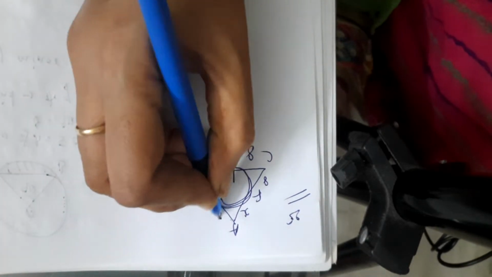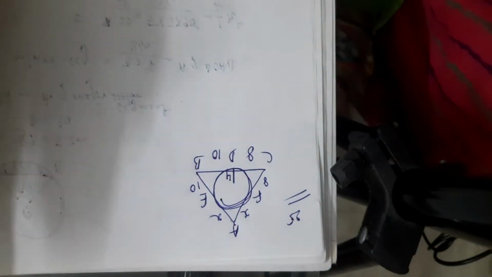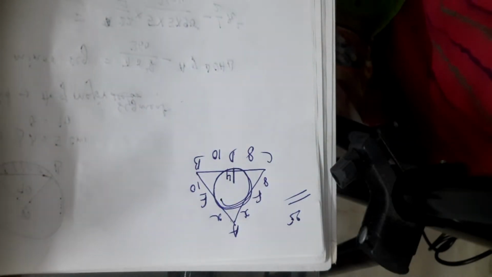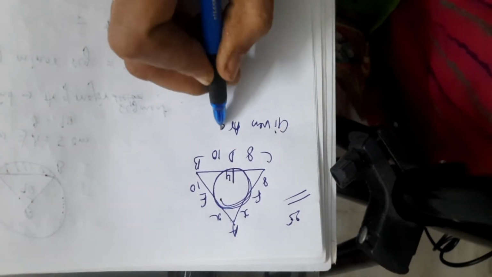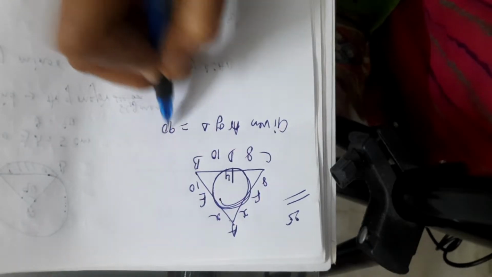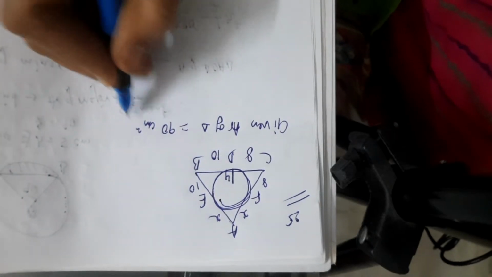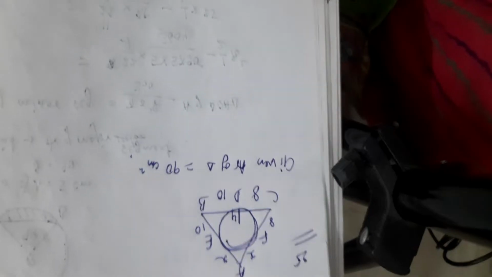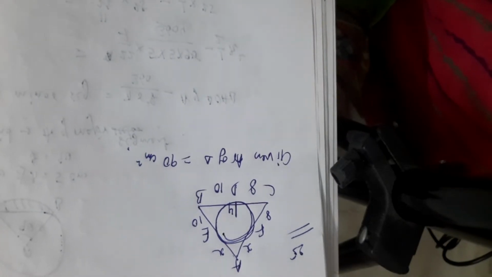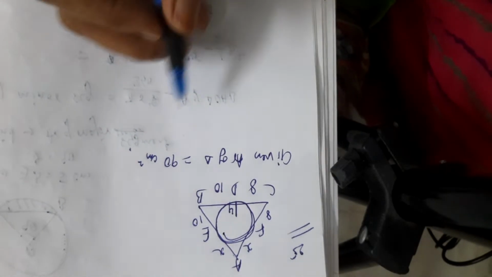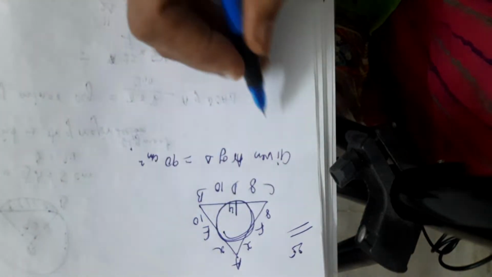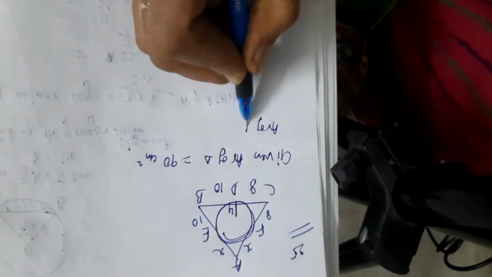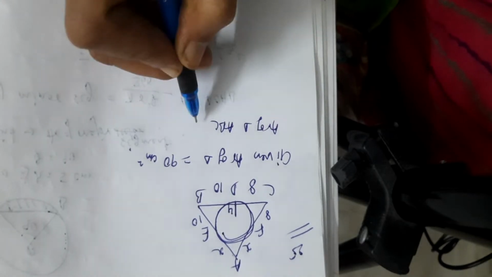Let us consider this to be x. We need to find the side AB. Here it is given the area of the triangle is 90 centimeter square. So we'll start from the area formula. The area of the triangle we can calculate from Heron's method, as we need to include x here. So the area of triangle ABC.